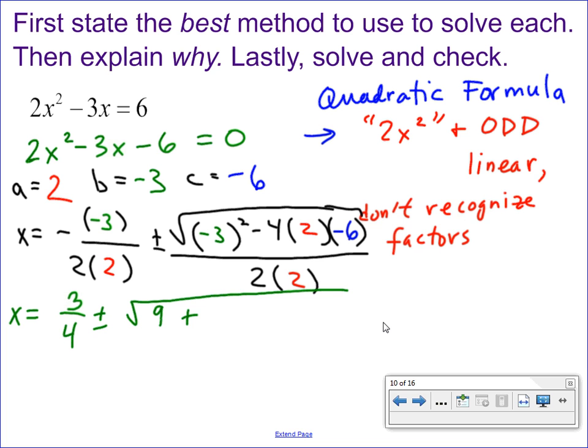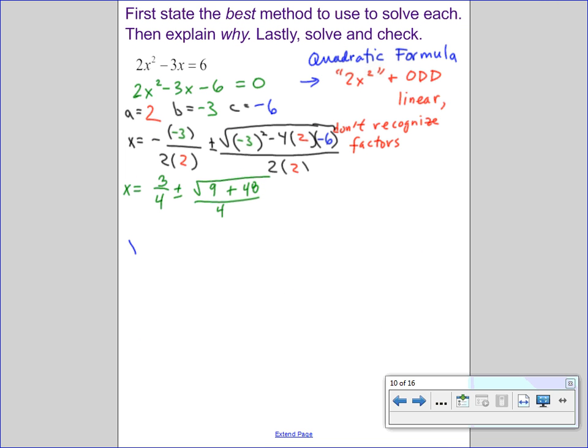plus 48. Are you guys getting that? 4 times 2 is 8 times 6 is 48, right? Close radical over 2 times 2 is 4. Equals.